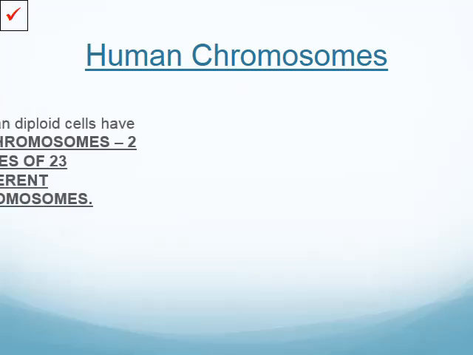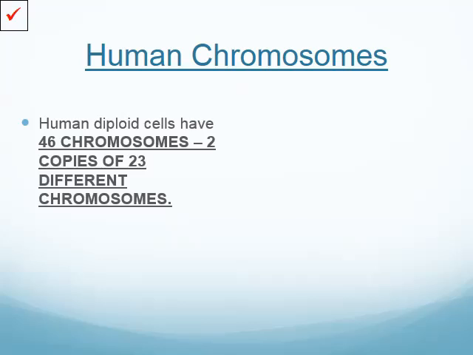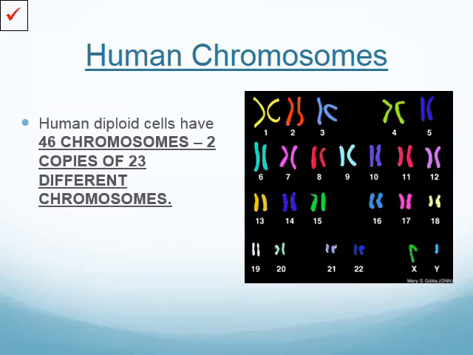So in humans, diploid cells have 46 chromosomes, or 2 copies of 23 different chromosomes. And the chromosomes you can see to the right. So we have 22 pairs of chromosomes, and then we have an X and a Y. We have an X chromosome and a Y chromosome. Now, we'll talk about this later, but the X and Y chromosome more or less determine the gender of the offspring.